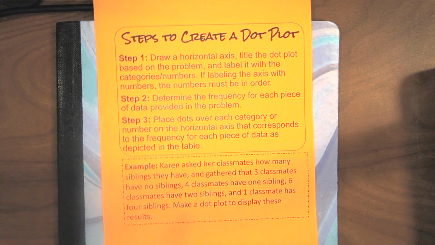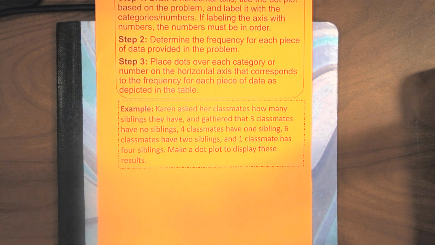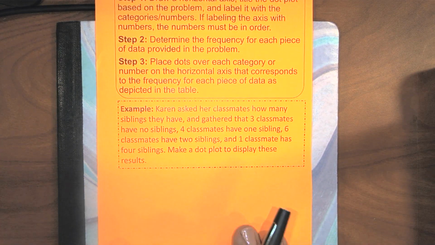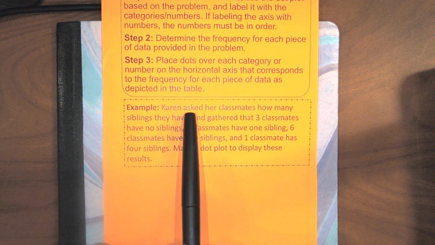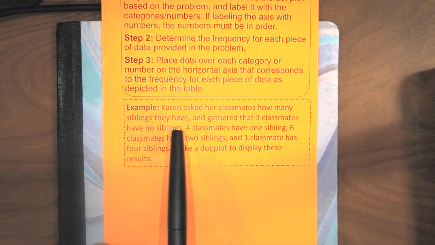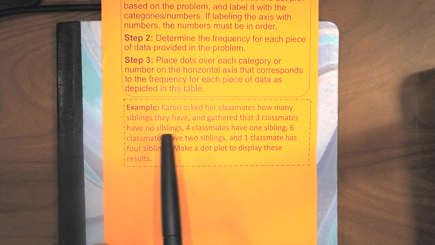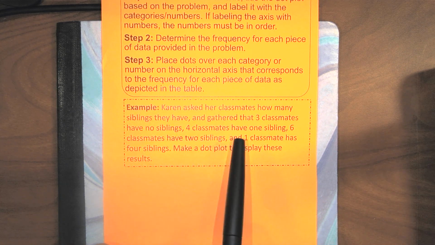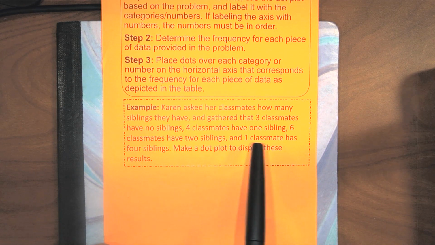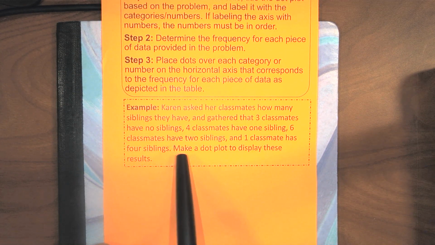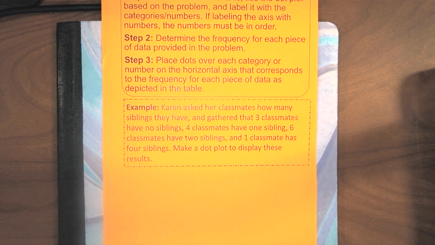So let's look at this example. It will make sense as we go through. And I know this paper is very bright, so it's kind of hard to see. I apologize. So here's our example. Karen asked her classmates how many siblings they have and gathered that 3 classmates have no siblings, 4 classmates have 1 sibling, 6 classmates have 2 siblings, and 1 classmate has 4 siblings. Make a dot plot to display these results.